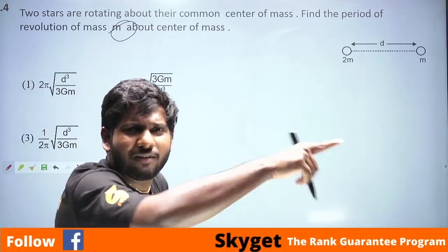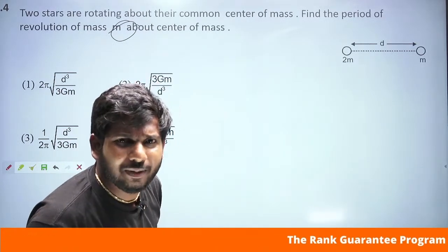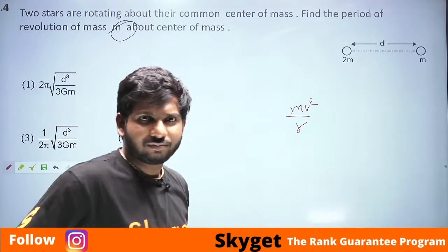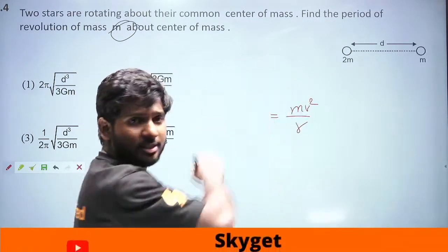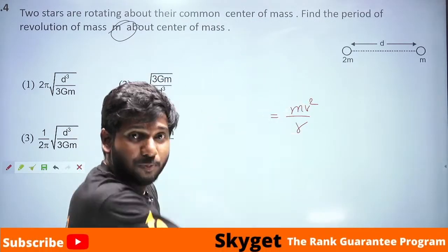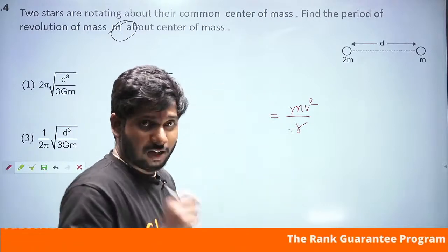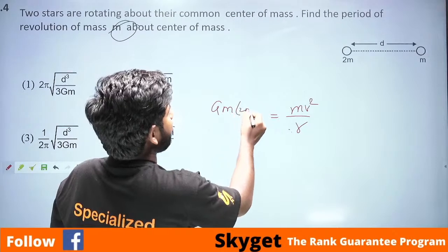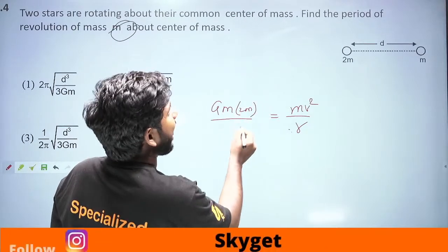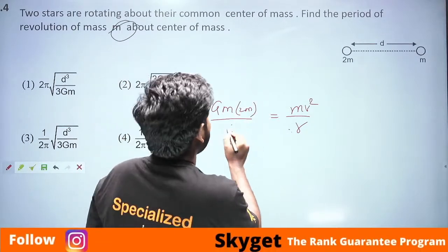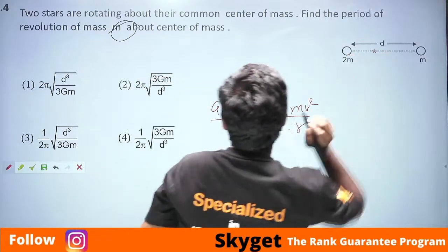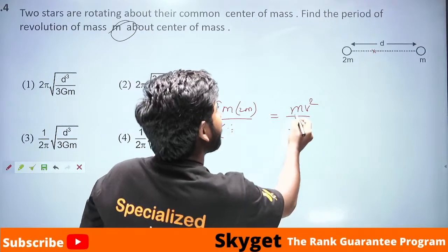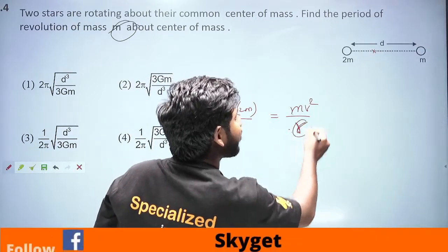If they are revolving in a circle, there should be a centripetal force, students. What is that centripetal force? That is mv square by r. But gravitational force is responsible for the centripetal force. What is that gravitational force, students? G m 2m by r square, where r is the distance between them. So mv square by r, where r is the radius of the circle.